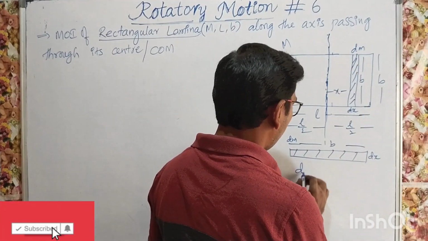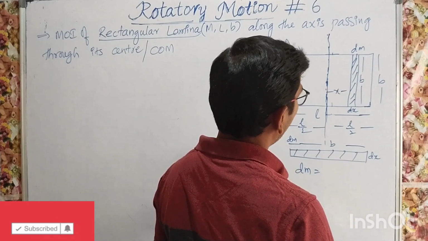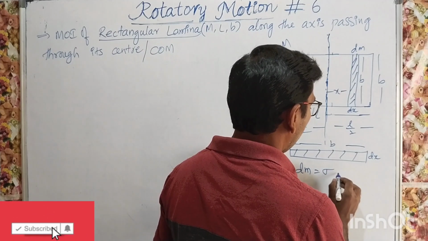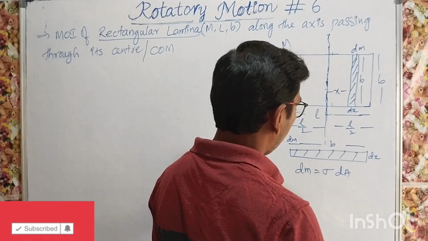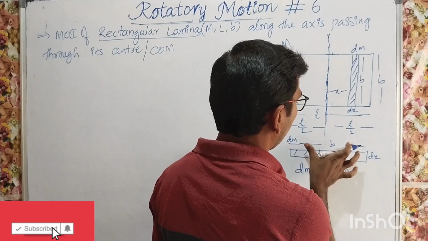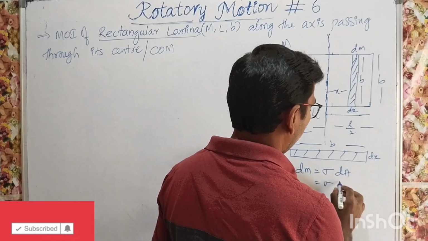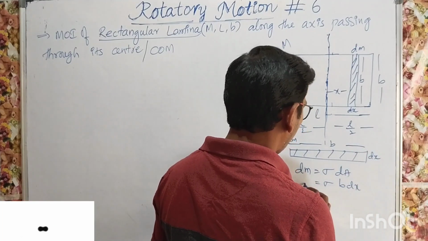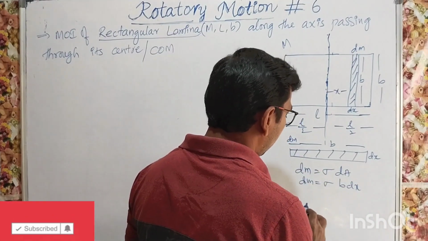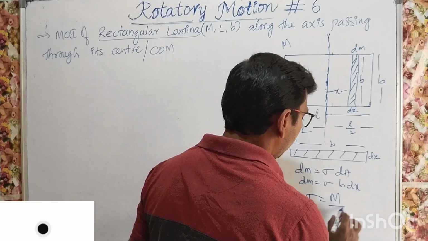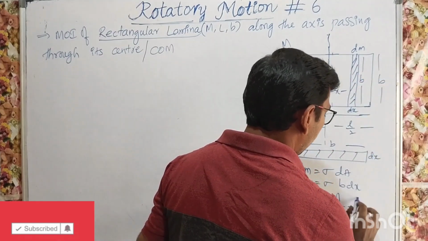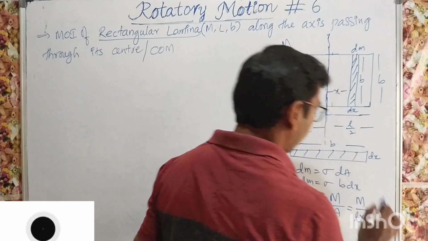So here dm is equal to sigma dA, since this is two-dimensional. What is the area here? Breadth into thickness, that is B dx. So dm is equal to sigma B dx. Sigma is equal to capital M by area, and the area of the rectangular lamina is length into breadth, so sigma is capital M by L into B.